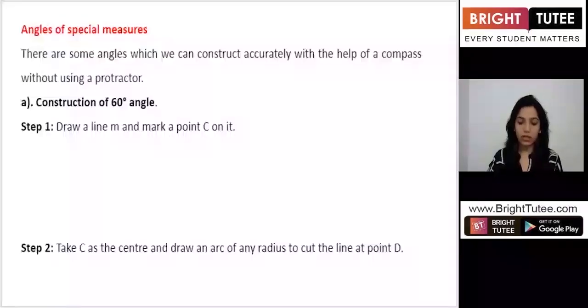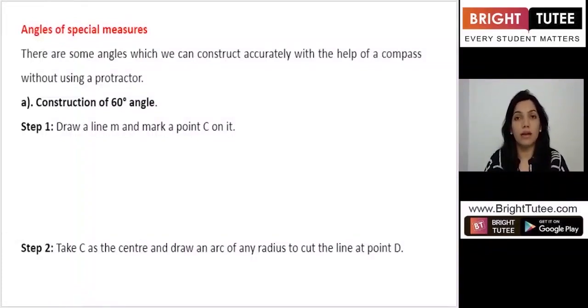Now moving ahead to some special type of angles. When you are working with angles, there are certain angles that you know which are really special because their measurements are fixed and you always have these kinds of angles seen frequently in your questions. So these are called the special measures.